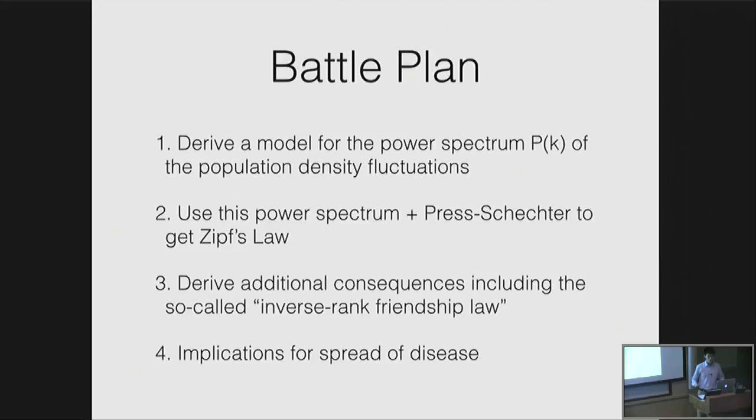If we're able to do this, then this will be very interesting, because not only will we provide a derivation of Zipf's law and this inverse rank friendship law, which neither of them really have a solid derivation so far, but we will show that they're actually consequences of one single unifying theory. Okay, so that's the plan.